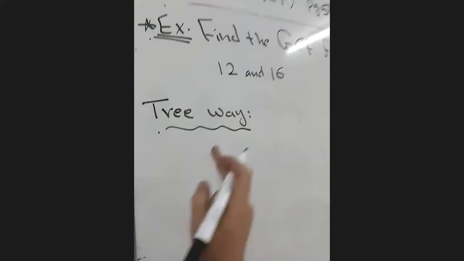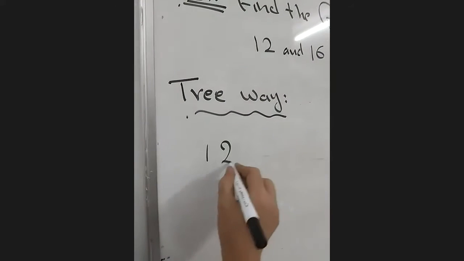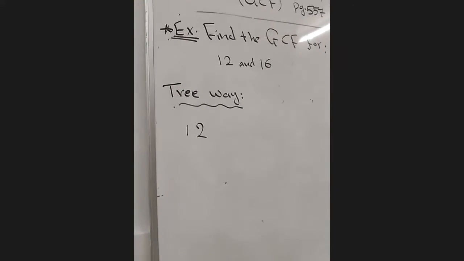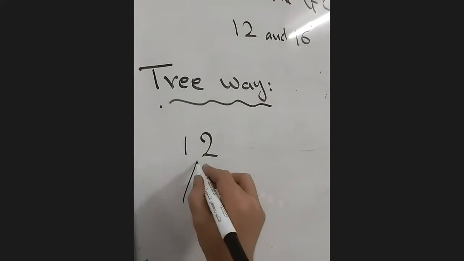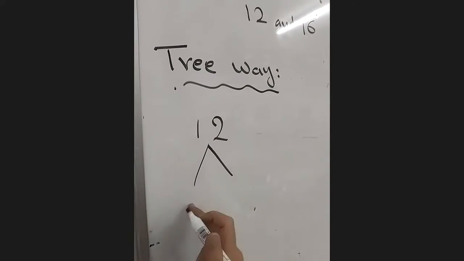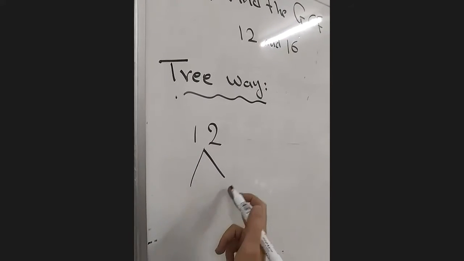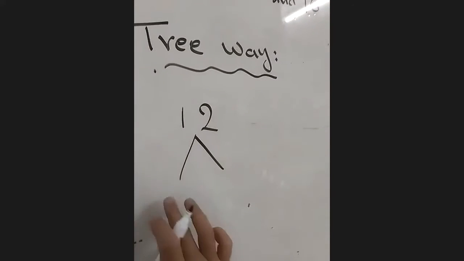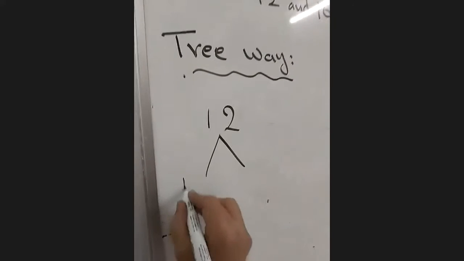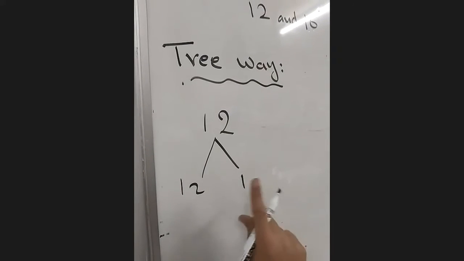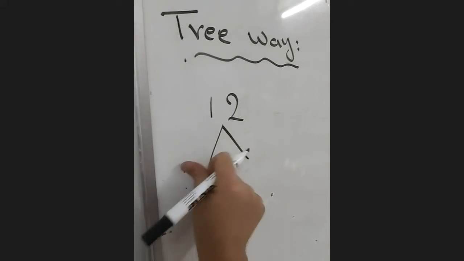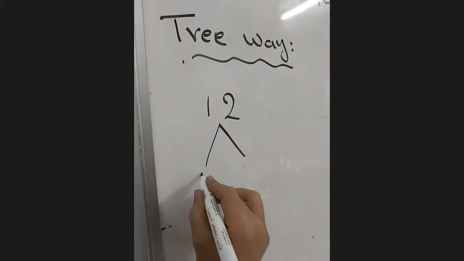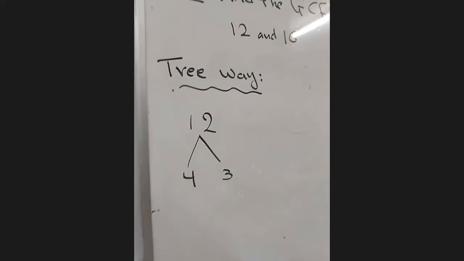Now we'll take the first number, 12. Okay? Now I will find two numbers that, if you multiply them, you get 12, except one. I don't want the one. I can write 12 multiply 1, but 1 I don't want it. Okay? 12 can be from 4 and 3, right?